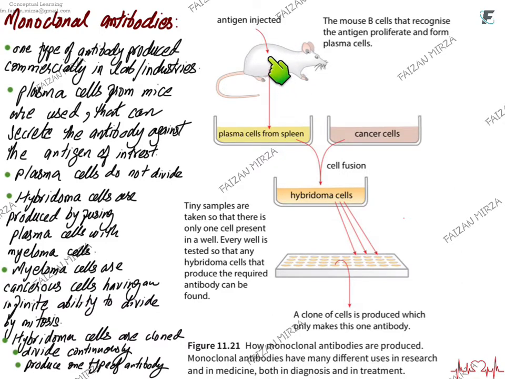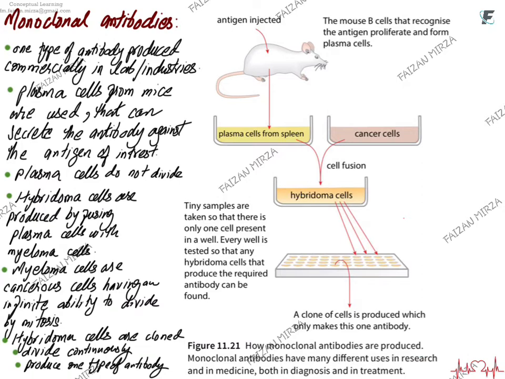We take a mouse, and we inject the antigen in the mouse. This is the antigen against which we want the mouse to make the antibodies. The B cells in the mouse will recognize the antigen, they will proliferate, they will differentiate, and they will accumulate in the spleen, and plasma cells will form. We take out the spleen, and the plasma cells are isolated from the mouse.